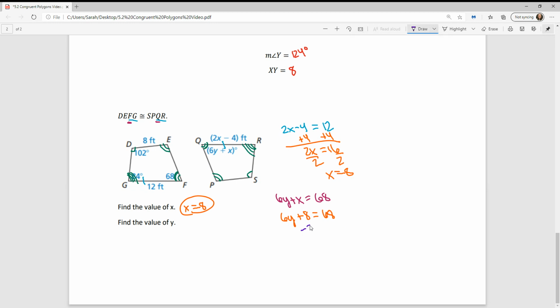Now I solve my equation, subtract, divide, and we get that, oops, I made a mistake there, 68 minus 8 is not 68, it is 60. We end up with y equals 10. Again, they could have asked you to find the measure of that angle, but all they wanted to know is the value of y. So we say y equals 10, and we are all finished. So again, make sure you're following your order very carefully.